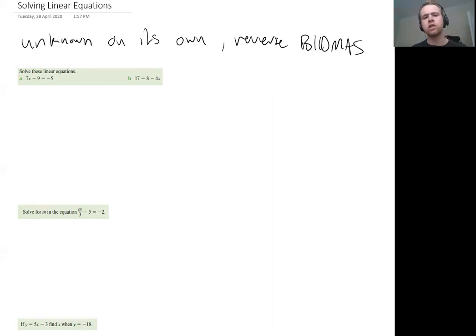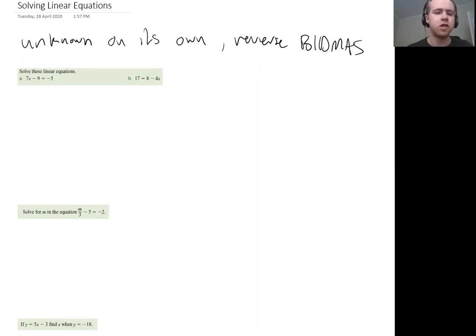The way in which we rearrange our equation to get the unknown on its own is in reverse order of operations, where usually you would do brackets first, indices, division, multiplication, and then addition and subtraction. When we're doing equations, the order that we move things across is in reverse BIDMAS order. Let me show you what I mean.